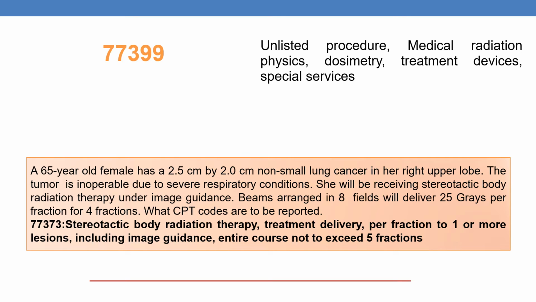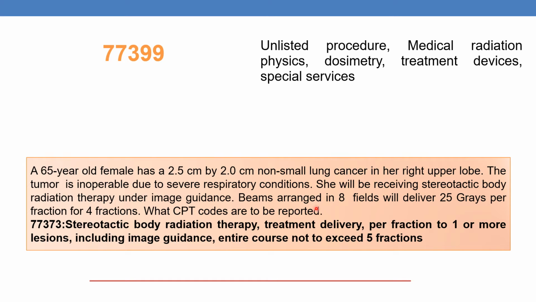A 65-year-old female has a 2.5 centimeters by 2 centimeters non-small cell lung cancer in her right upper lobe. The tumor is inoperable due to severe respiratory condition. She will be receiving stereotactic body radiation therapy under image guidance. Beams are arranged in 8 fields and will deliver 25 gray per fraction for 4 fractions.